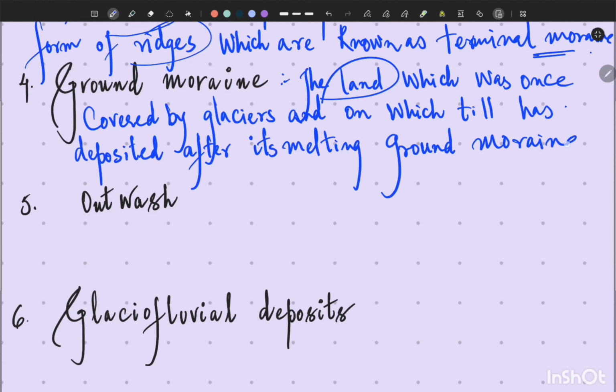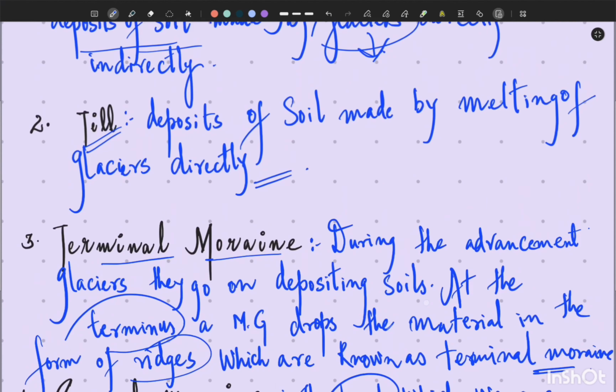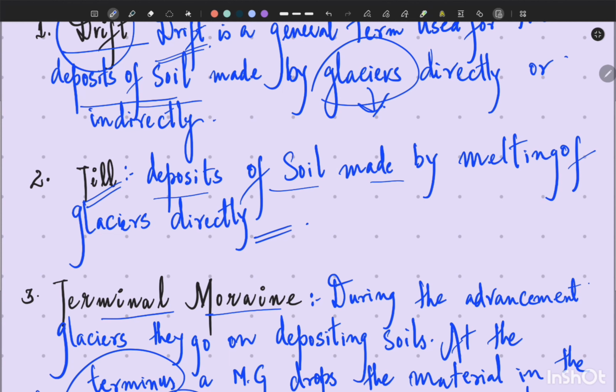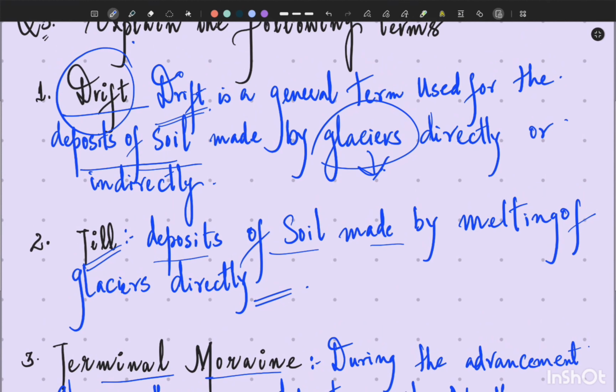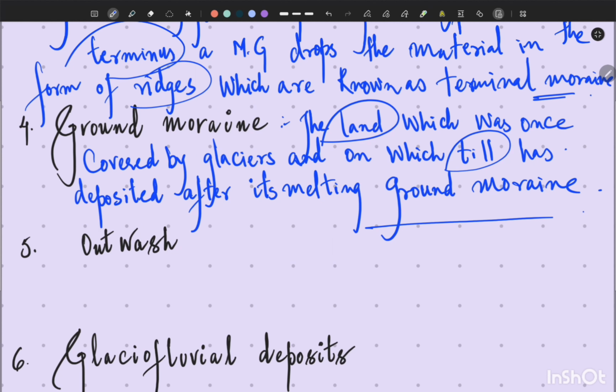All right, so this is the definition of the ground moraine: the land which was once covered by glaciers and on which till has now been deposited after the melting of the glacier is known as ground moraine. We learned about till earlier, all those deposits of soil which are made directly by the melting of the glaciers, whereas drift is a general term for all those deposits of soil which are made by glaciers, either directly or indirectly. But all those deposits of soil which are made directly from the melting of glaciers are known as till. The ground moraine is the land which was once covered by glaciers and on which till has been deposited after the melting of the glacier, so that land is known as the ground moraine.